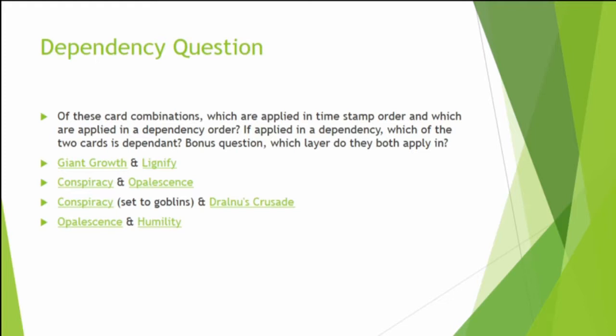I'm going to call this one a dependency. And I'm saying Opalescence will apply first, turning Conspiracy into the creature type the Conspiracy has named. Also absolutely correct. Good job. What layer do they apply in? That is type changing, and that'll be layer 4. Fantastic. All right. Conspiracy and Droll News Crusade. Is everybody understanding this so far? You have questions?